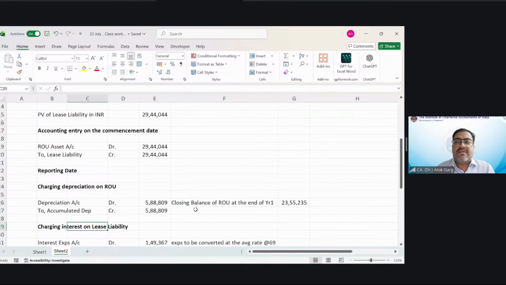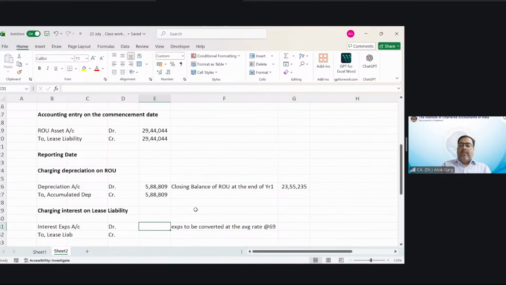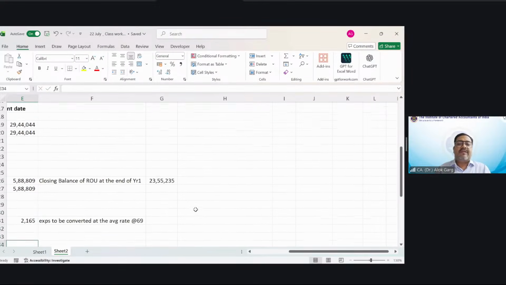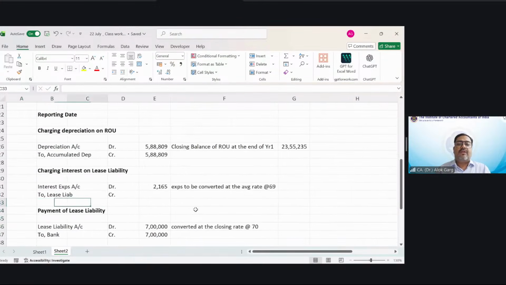Now I need to charge interest on lease liability. What is my interest on lease liability? $2,165 to lease liability. This interest on lease liability is in dollars. This has to be converted as per Ind AS 21. The P&L has to be converted at the average rate or the rate on the date of the transaction. So we'll apply the average rate here, multiply by 69. So this will be my interest expense.